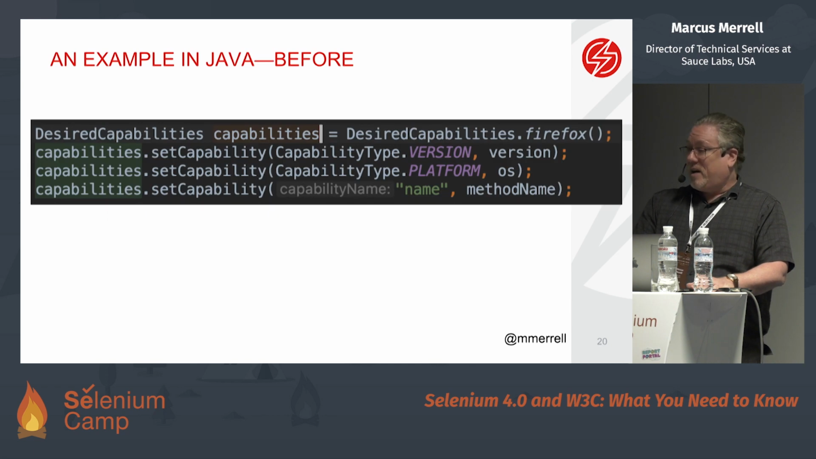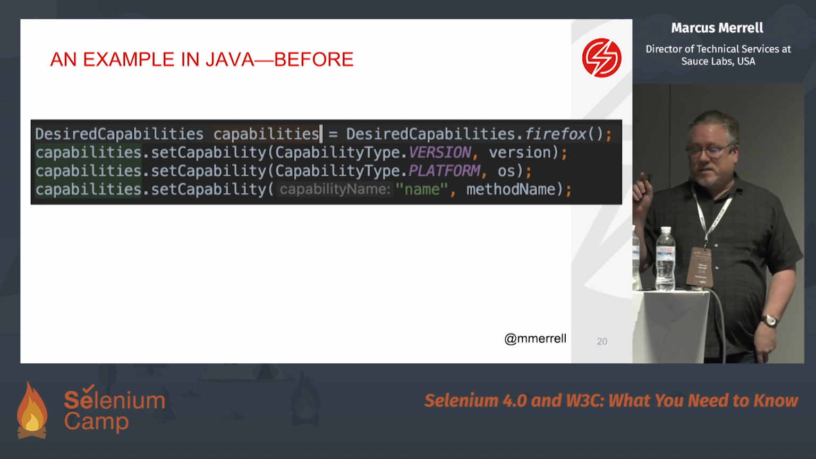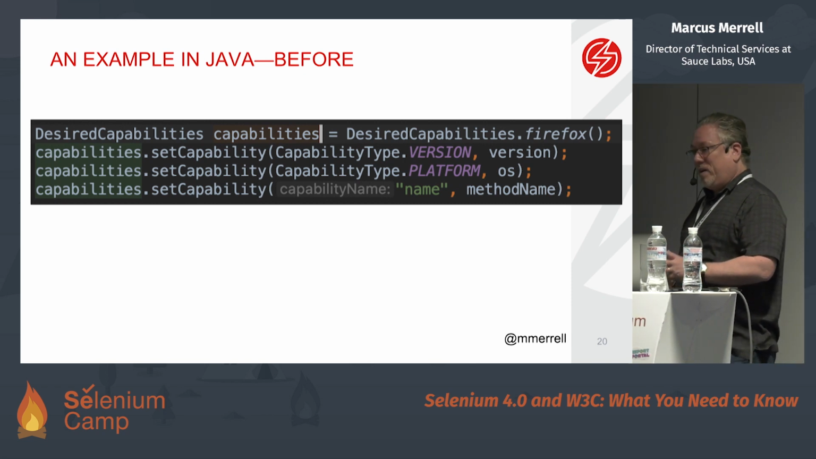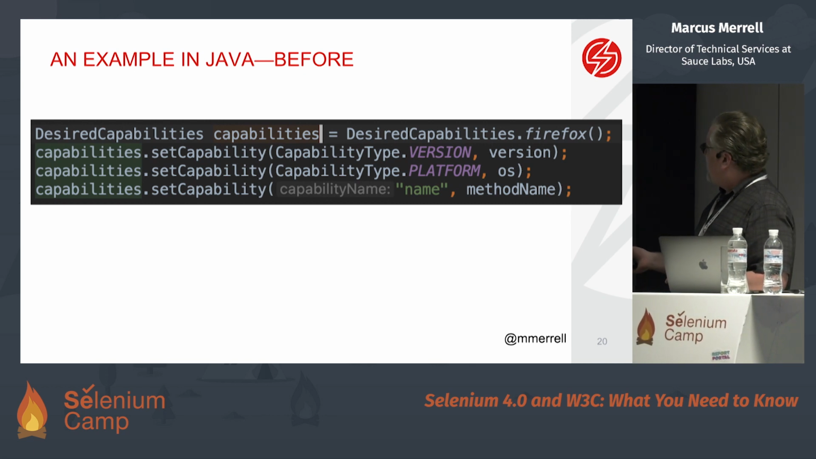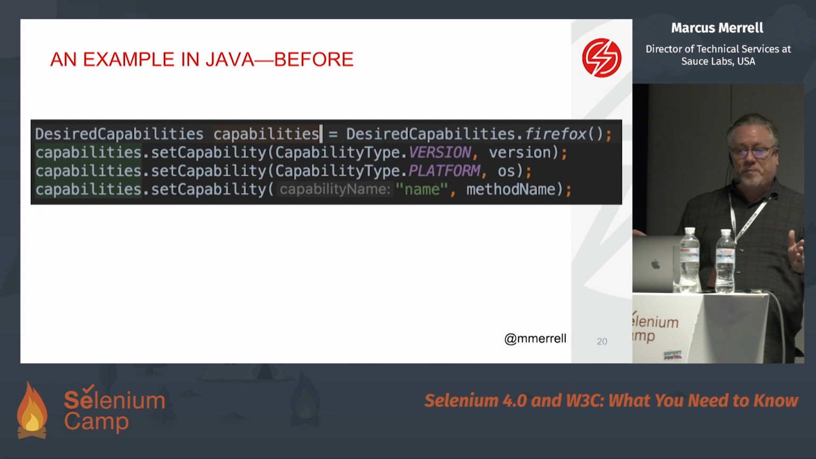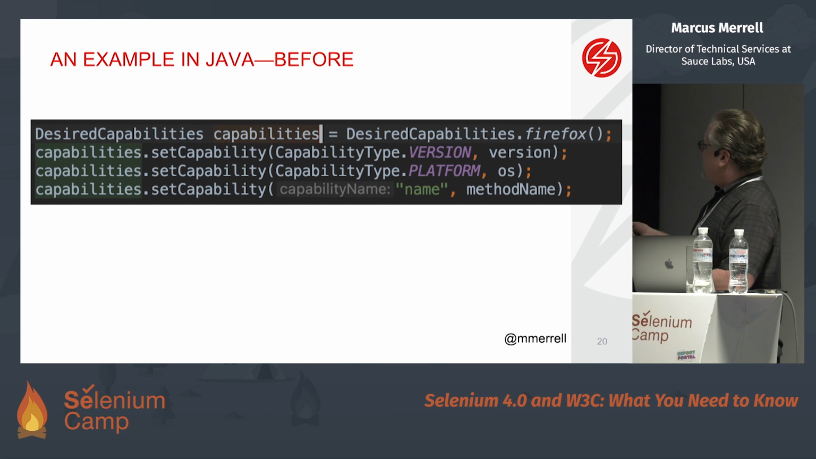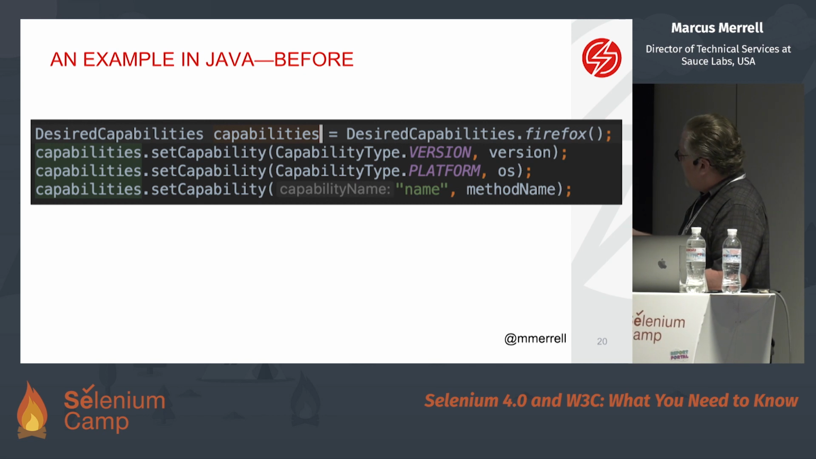So here's an example of Java. This is pre, so don't take a picture of this one. This is a Java example of the capabilities that you construct before you adopt a standard. First of all, I need to point out that this desired capabilities .firefox, I believe Simon plans to deprecate this in 4.01 of Selenium. He's not deprecating it before 4.0, but he will be deprecating this. This will no longer function effectively.